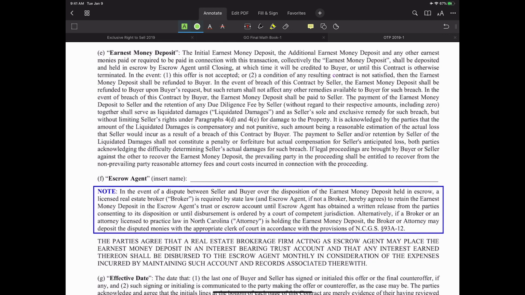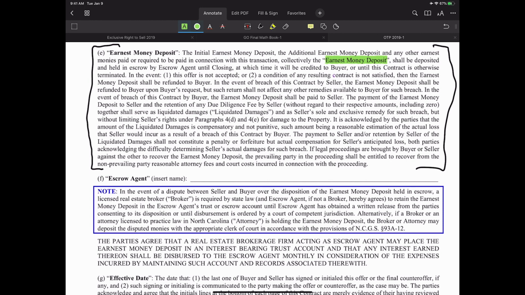Mm-hmm. Exactly. Okay. So this next section is going to be section E, and I'm telling you this is going to be important. Everything in this paragraph you need to basically understand and know. All right? So I'm just going to start by reading it. The initial earnest money deposit, the additional earnest money deposit, and any other earnest monies paid or required to be paid in connection with this transaction. From here on out, we're just going to call those earnest money deposit.